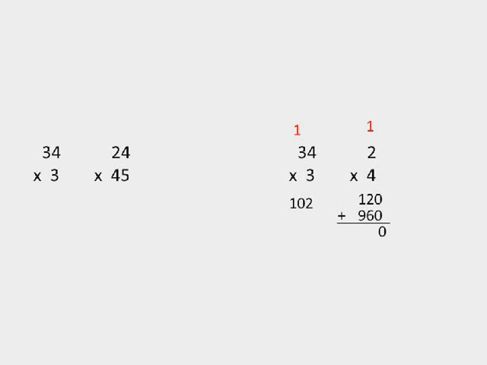0 plus 0 is 0. 2 plus 6 is 8. And 1 plus 9 is 10. So our answer to 24 plus 45 is 1080.